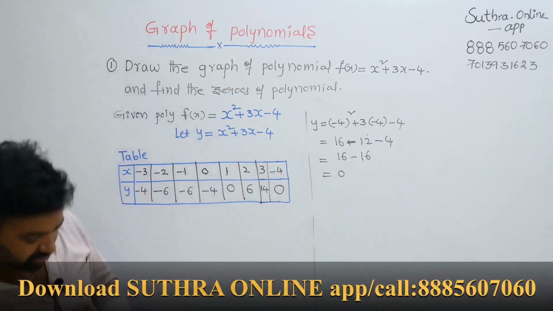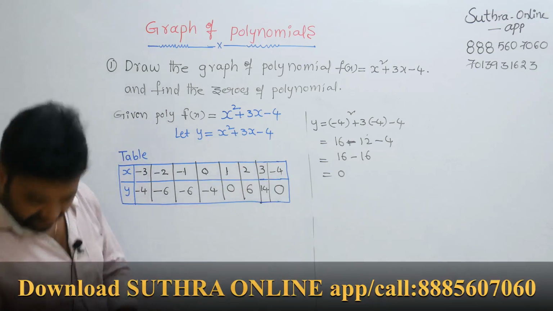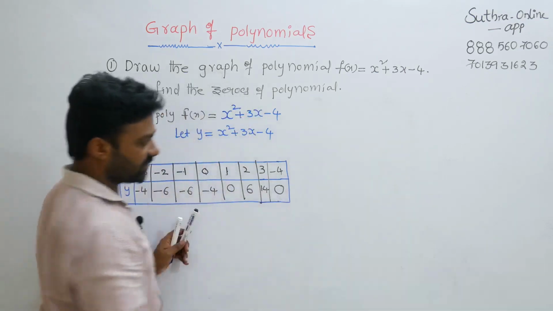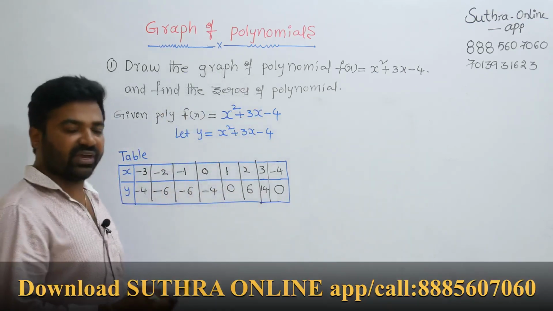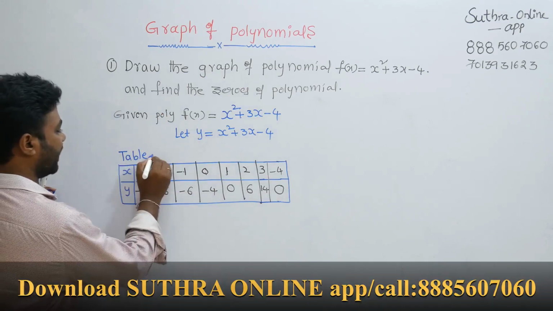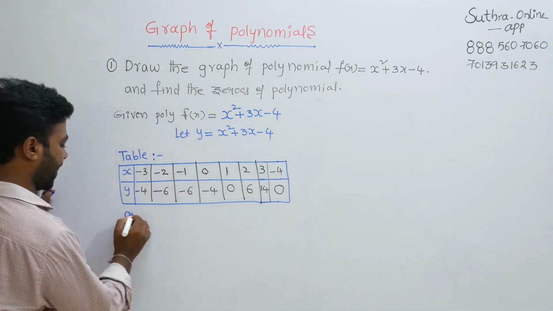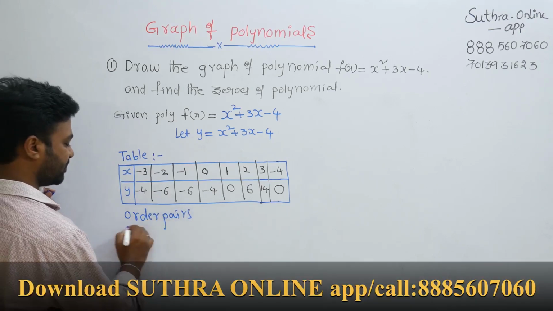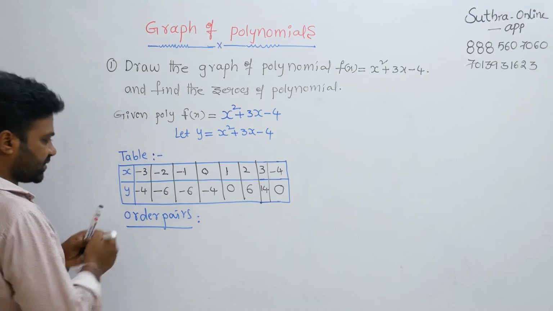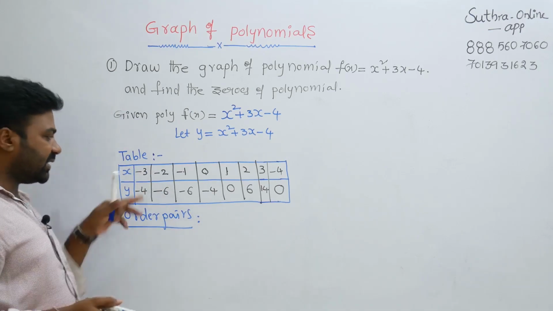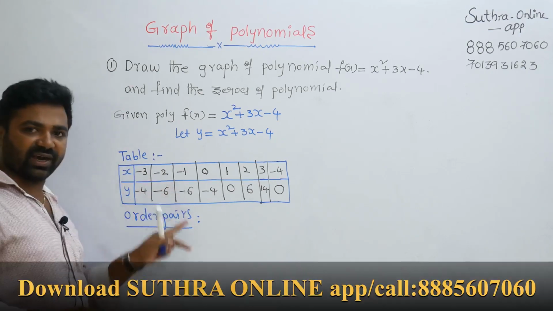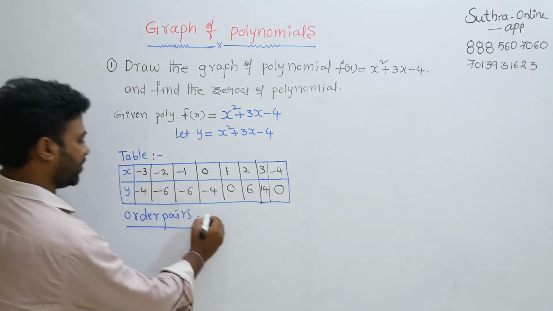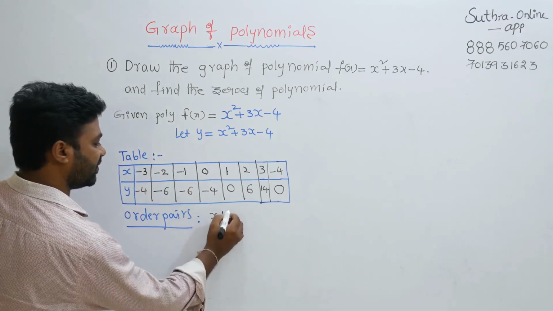Now we have to draw the graph. So now my table is complete. After the table, next we have to write the order pairs. In this, order pairs are nothing but x, y order pairs. Then write those order pairs: x comma y.